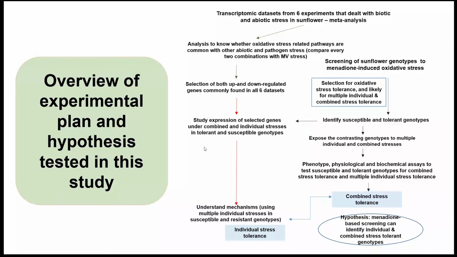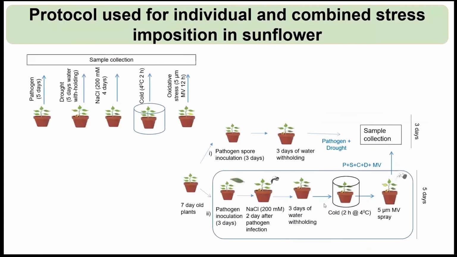The third part, after identifying the contrasting hybrids, those hybrids were tested for both the phenomic as well as the transcriptomic data. So the last segment of the flowchart is going to tell us whether the proof of concept is establishable or not. Now, the genotypes and hybrids that we have selected have been exposed to different stresses.